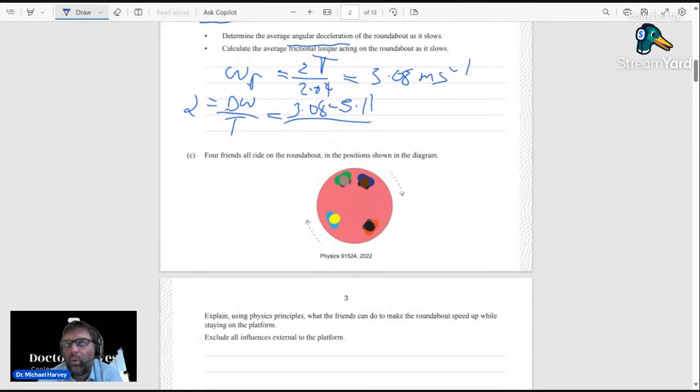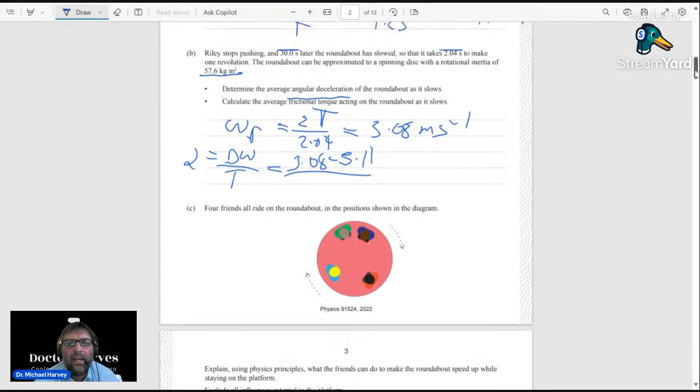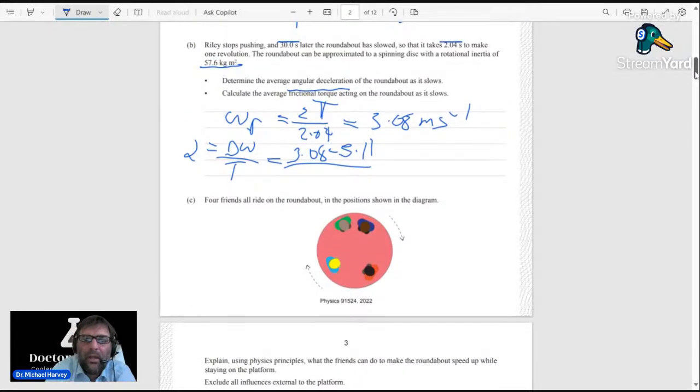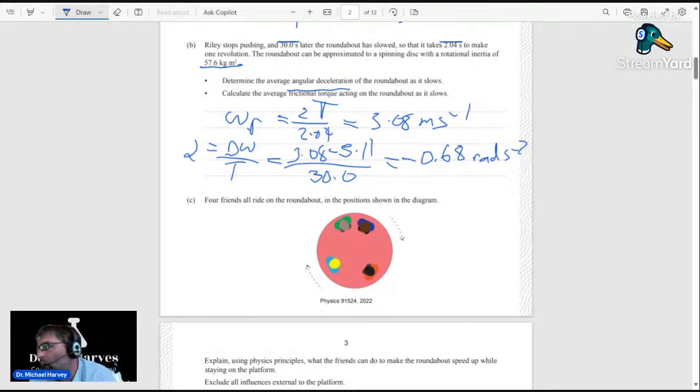We're told in the question, if we move it up slightly, that it takes 30 seconds to slow down. So it's divided by 30.0, which if you plug in the numbers will be 0.068 roughly, radians per second squared. And that's where you're going to get your merit from, calculating the angular acceleration.